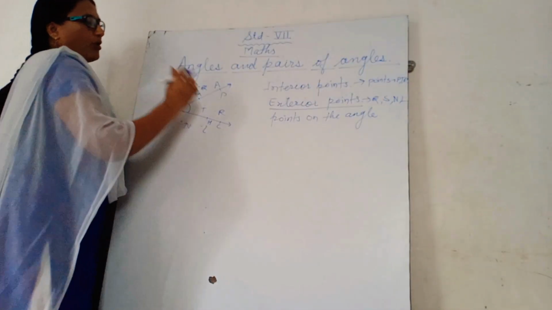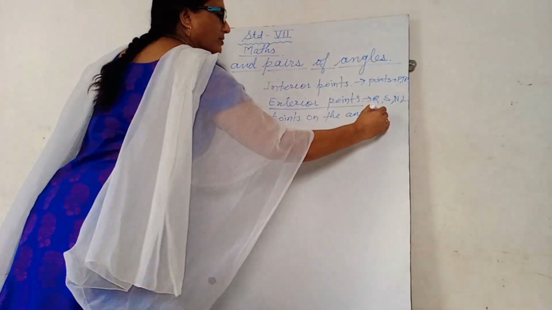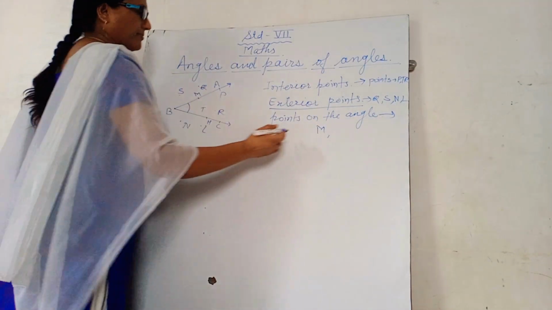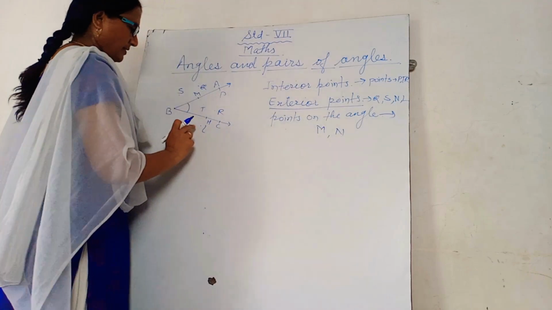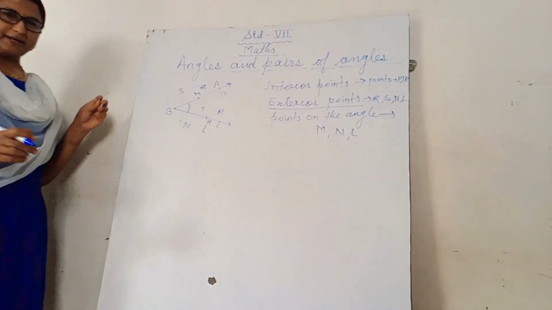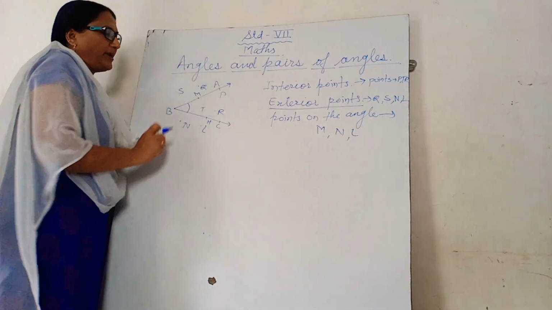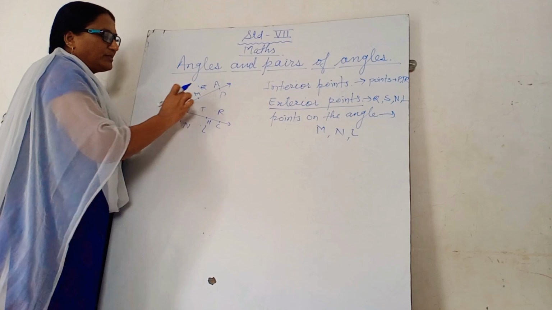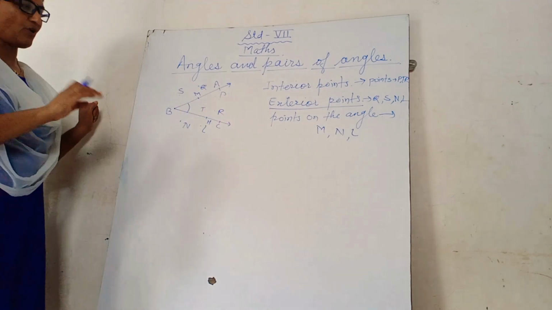And which points are on the angle? Point M, N and L. Got it? Interior points, then exterior points, and points on the arms or points on the angle.